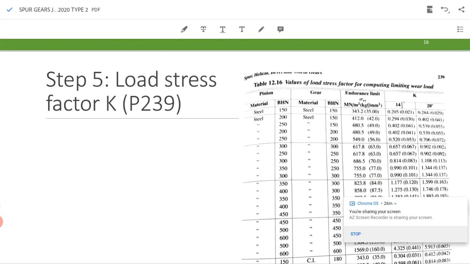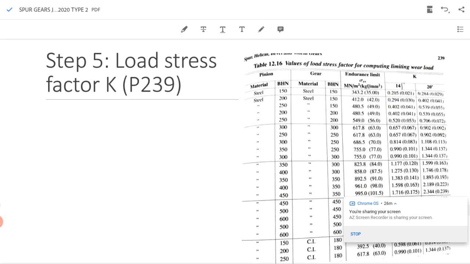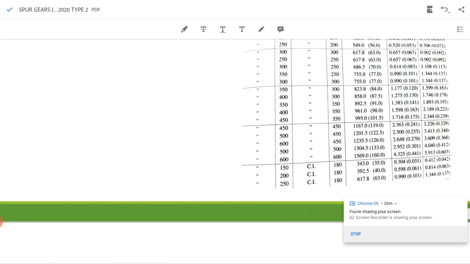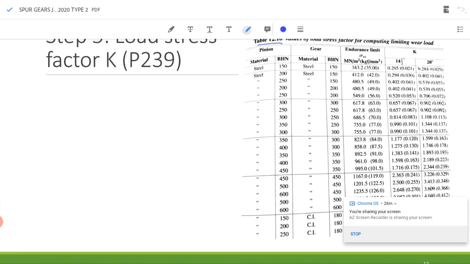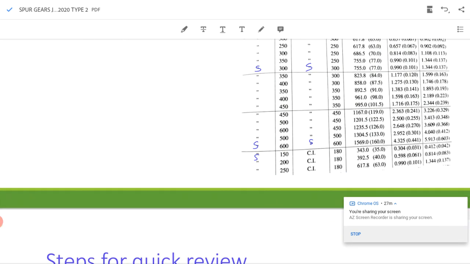So to find the value of K, I will use this table 12.16, on page 239. I need to find steel and cast iron. Here we can see that the first column is for pinion, the second one for gear. These are all for steel. So this is steel and steel. Up to this line it is steel and steel. Further it is steel and cast iron. So this is our required area from which we have to find the value of K.